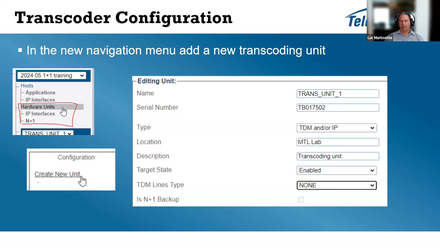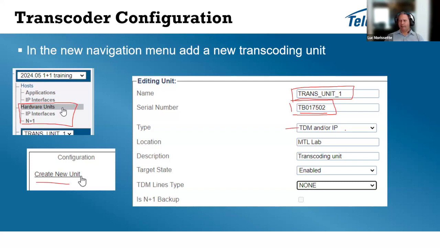Once you click hardware unit, you can say create new unit. And here you need to give it a name. And you need to input the serial number of the device. If the device is already detectable, it will display the list of transcoding devices that can be configured in the system. If it's not already configured, then you can just put the serial number of the device here. And once it is seen on the network, it will be automatically detected and added to the system.